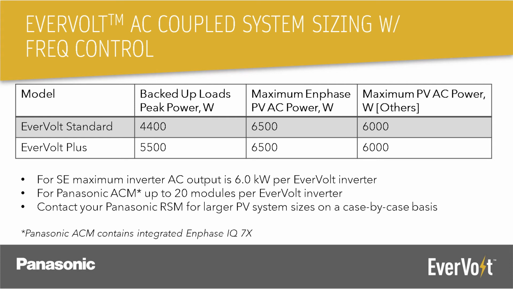There are some sizing limitations on the PV array that's coupled to an Evervolt AC coupled system. As you can see here for Evervolt standard, without frequency control, as mentioned, you can achieve up to 4.4 kilowatts of AC PV. With frequency control, specifically with N phase, you can achieve up to a 6.5 AC kilowatt PV array. And with other PV inverters or string inverters, that number drops down a little bit to 6 kilowatts. And the same numbers apply for Evervolt Plus, 6.5 kilowatts for N phase, and 6 kilowatts for other inverters.